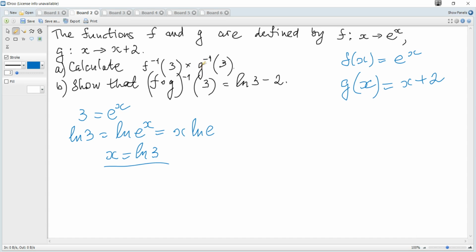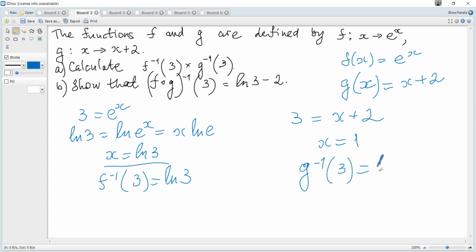And let's consider the inverse of g at point 3, and also we can consider that y is 3 for g, and it becomes 3 is x plus 2, and we can see that x is 1. So inverse of f at 3 is ln 3, and inverse of g at 3 is 1. Hence this product is just ln 3.